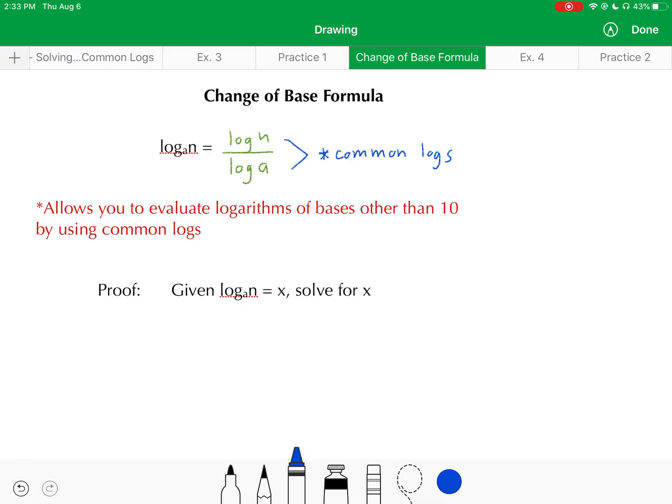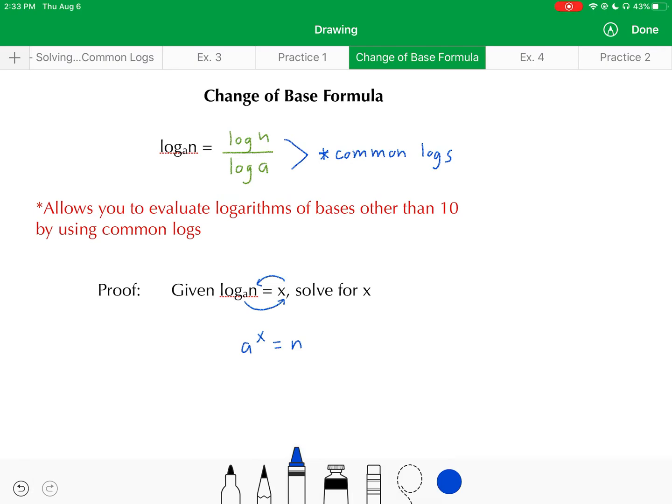Now let me give you a little proof of how this formula works. Let's say I have log base a of n equaling x, and I'm trying to find the value of x. So one way to solve for x would be to put this into exponential form. Take the base of a, raise it to the power of x, and then that equals n, right?